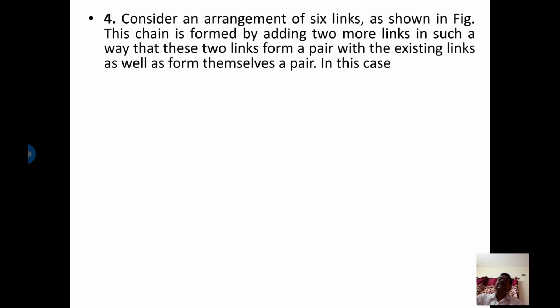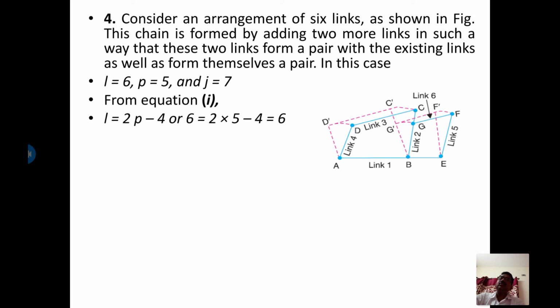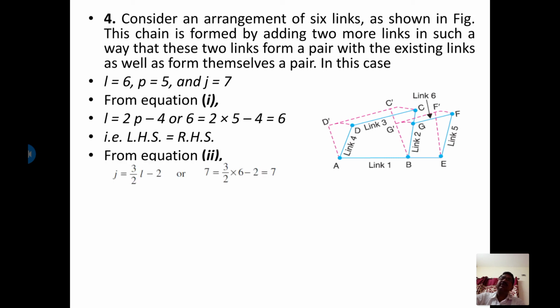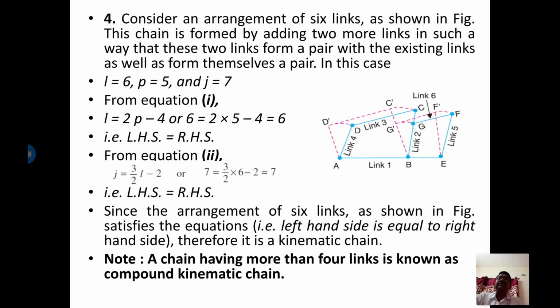Next, consider an arrangement of 6 links, adding 2 more links to the previous one. So the 2 links EF and FG are added. Now the number of links will be 6, the number of pairs will be 5, and the number of joints will be 7. Now in L equal to 2p minus 4, substituting the values, both are equal. Similarly, j equal to 3 by 2 L minus 2, substituting the values, the left hand side value is equal to the right hand side value. Therefore it also satisfies the two equations, therefore it is a kinematic chain with constrained motion.